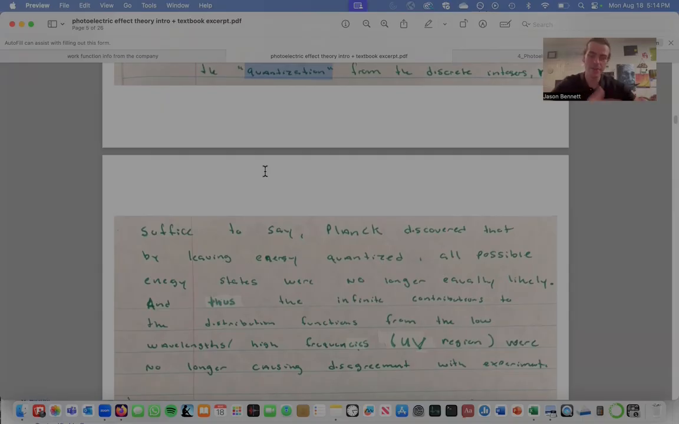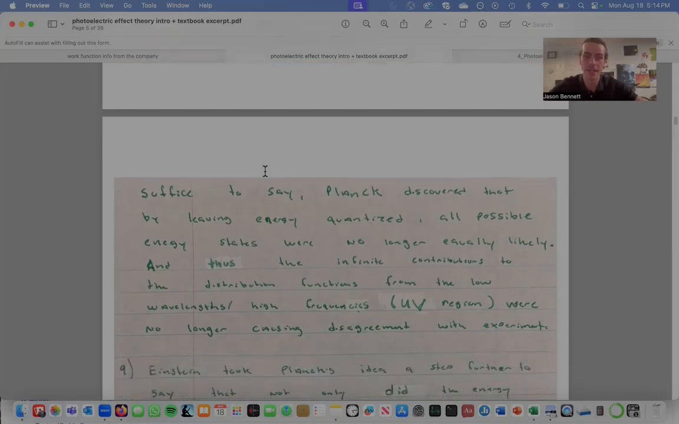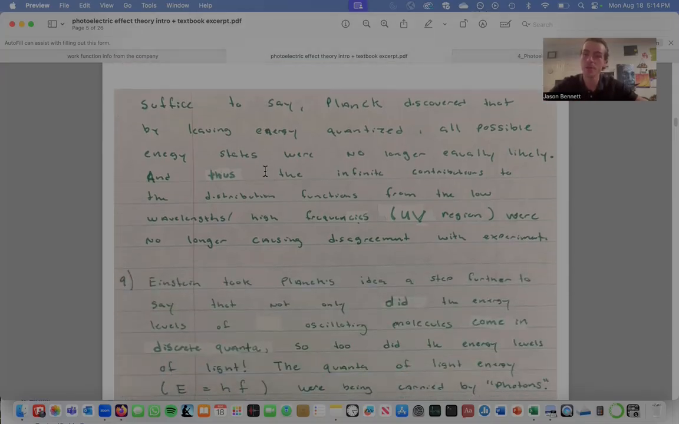And this is high frequency, low wavelength. That's kind of the UV region. That's why it's called the UV index. They just weren't causing disagreement with the experiment anymore because they weren't as equally likely. So that's what Planck did.